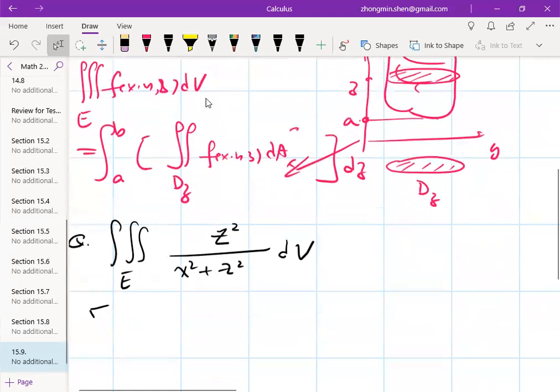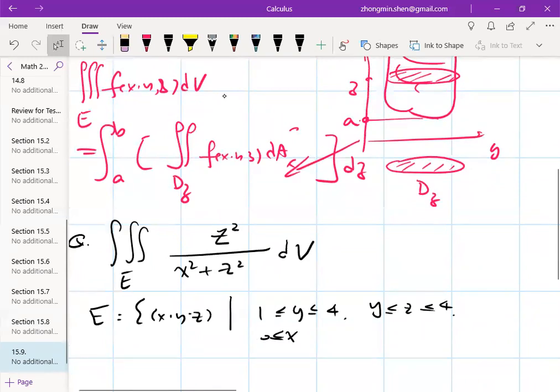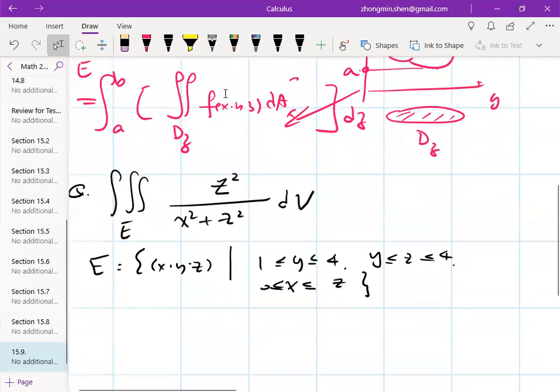So here the E is described by those inequalities. There are several students who either corrected it, but there are still some computation mistakes, so I take the point off. First of all, it's harder to draw the graph of the region.